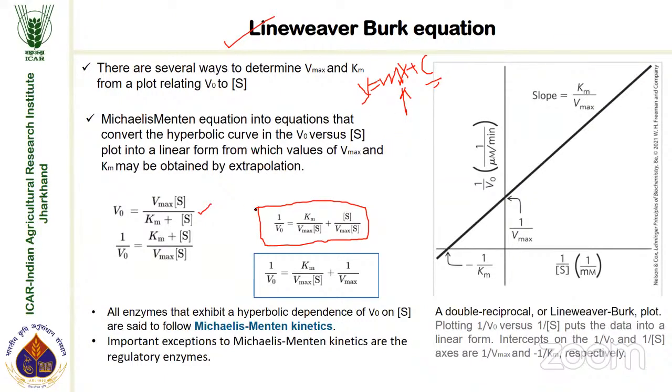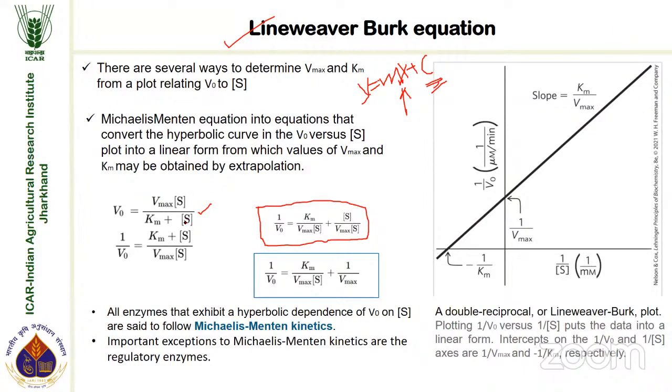Similarly here, 1 by v naught is one variable, and 1 by s is another variable. Km and 1 by Vmax are not variables, they are constants. So 1 by Vmax is the intercept, and Km by Vmax is the slope.